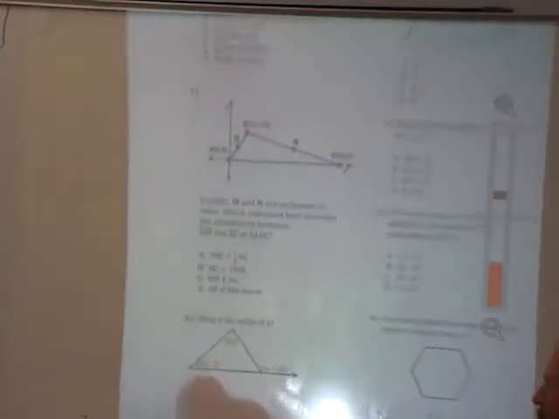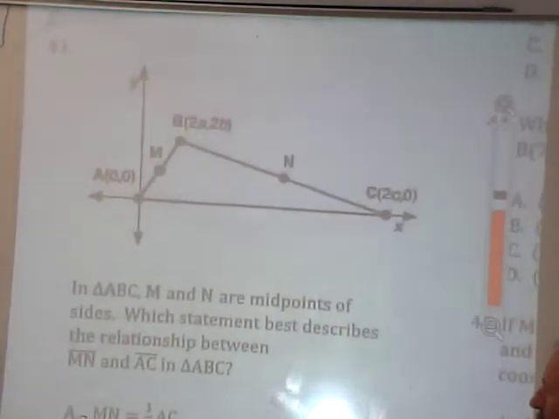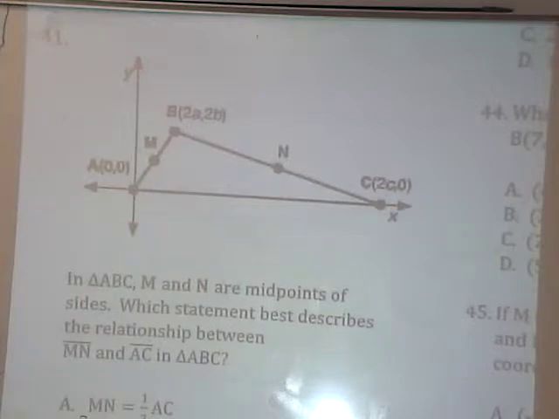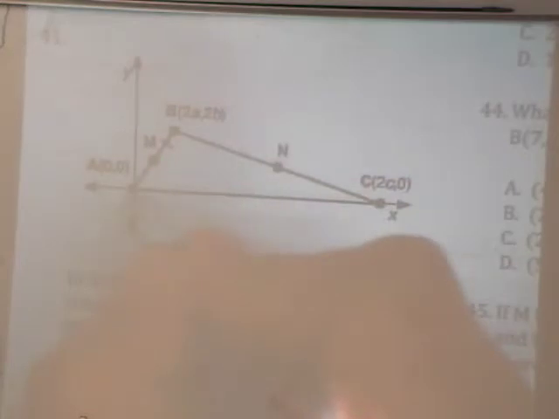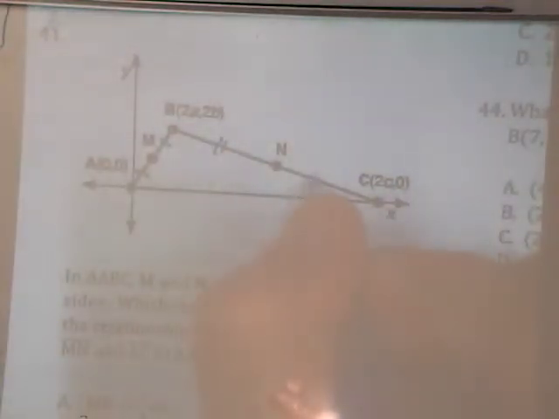All right, 41. In triangle ABC, M and N are midpoints. So how can I mark my triangle to show that? M is the midpoint of AB. So wouldn't that mean that this segment here has to be congruent to this segment here? And N is another midpoint. So that means this one here is congruent to this one here.